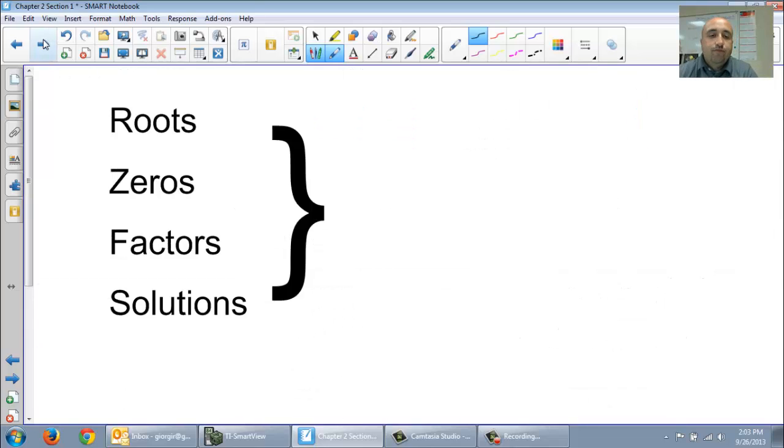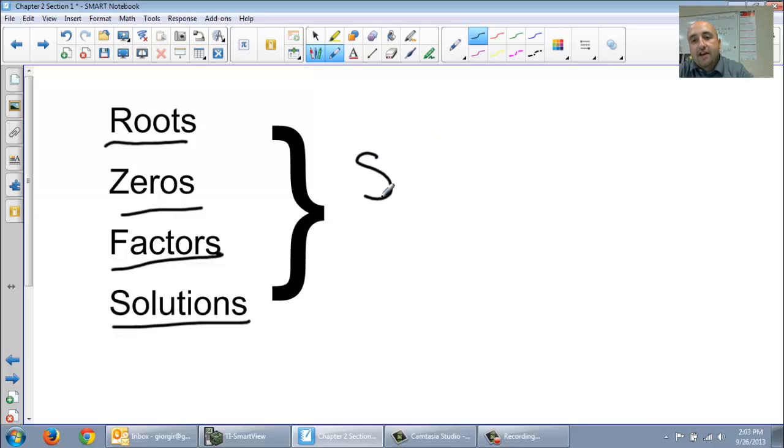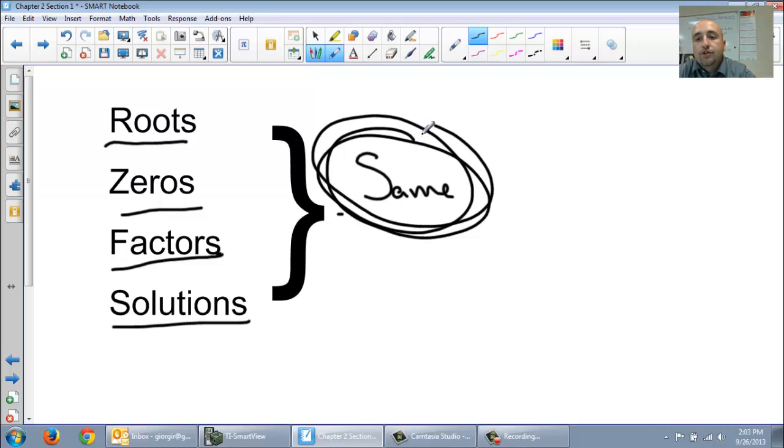Moving on. In the homework and in the section, you're going to see these words: roots, zeros, factors, solutions. They are all the same. These all mean the same thing depending on the type of problem that we use. We'll talk more specifically about each one when problems arise. But if you see those words, it pretty much means you're talking about the exact same thing.